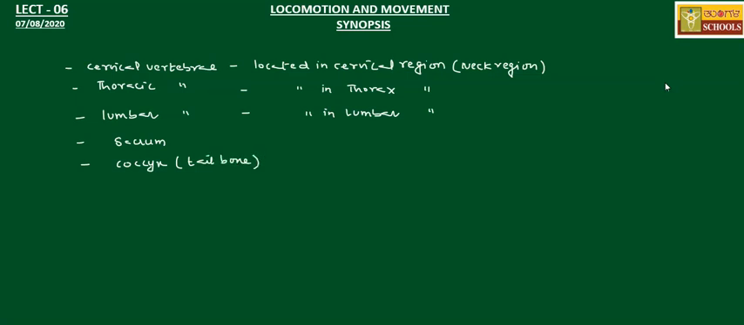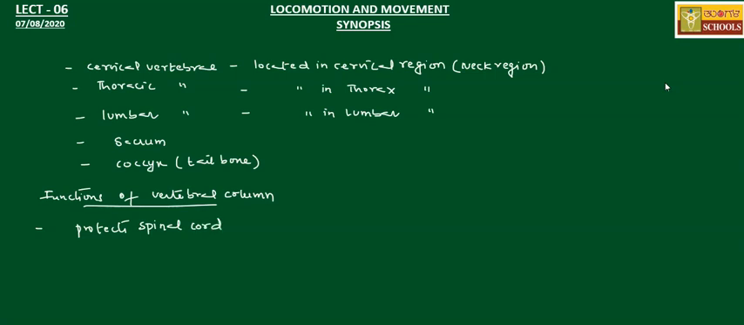Fine. So now let's see the functions of the vertebral column. Coming to these functions, the vertebral column protects the spinal cord in its neural canal. I'll show you that picture now, how it protects and how the spinal cord passes through the vertebral column.